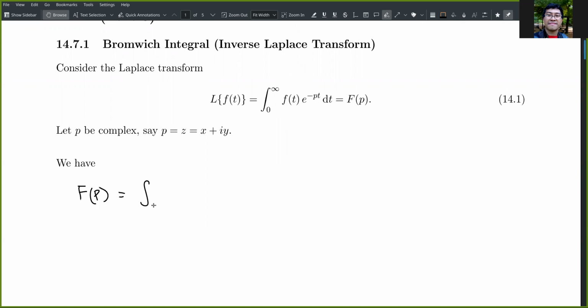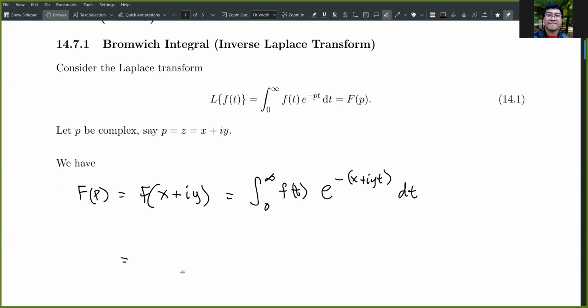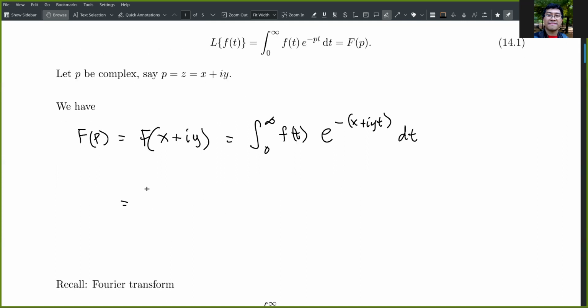is equal to the integral from 0 to infinity of f(t). Hold on. If p is a complex number, let me write that first here. So this is the integral from 0 to infinity of f(t) e to the minus (x plus iy)t dt. So this would be the integral from 0 to infinity of e to the minus xt times f(t) times e to the minus iyt dt.